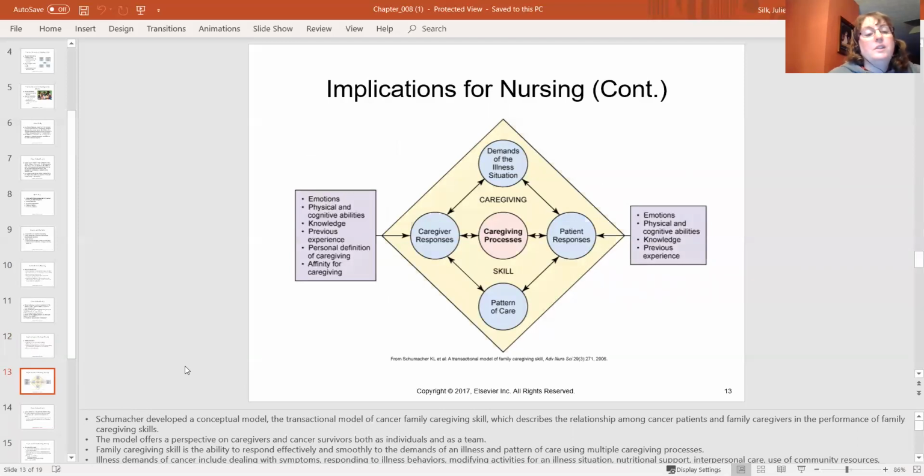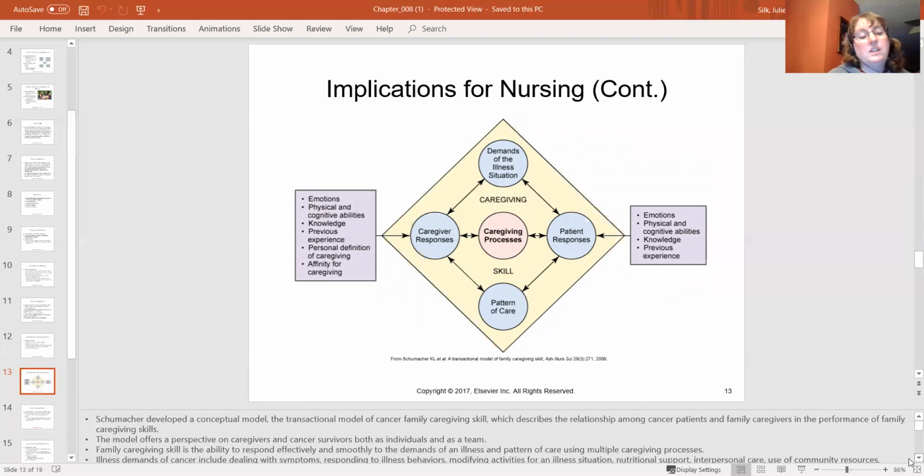Okay, so this gets into this conceptual model done by Schumacher. It's the transactional model of cancer family caregiving skill, which describes the relationship among cancer patients and family caregivers and the performance of family caregiving skills. The model offers a perspective on caregivers and cancer survivors, both as individuals and as a team.